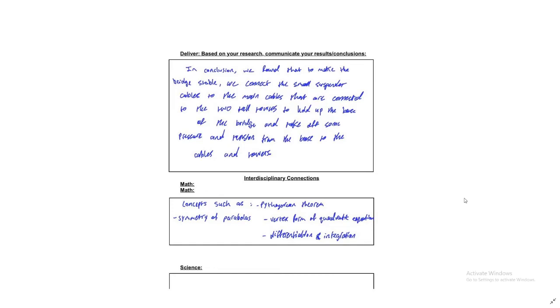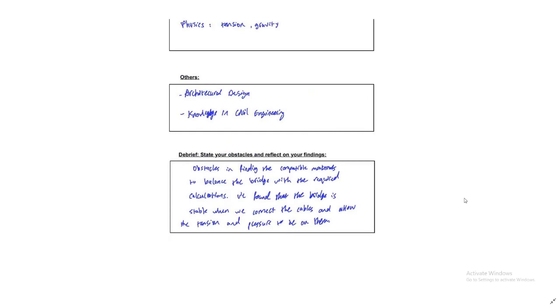Here are the math concepts that we used, and this is also an answer to one of the learning story questions, which is: what are the math concepts that we used in this project? We used concepts such as the Pythagorean theorem, symmetry of parabolas, vertex form of a quadratic equation, differentiation and integration to help solve the problems that we were facing throughout the project. Other concepts we used were architectural design and knowledge in civil engineering.